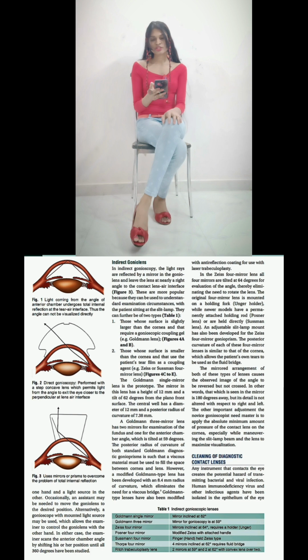The other important adjustment the novice gonioscopist needs to master is to apply the absolute minimum amount of pressure of the contact lens on the cornea, especially while maneuvering the slit lamp beam and the lens to maximize visualization.